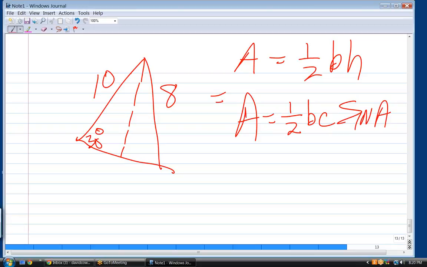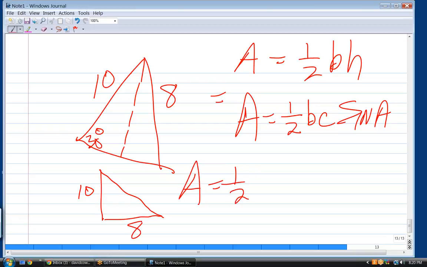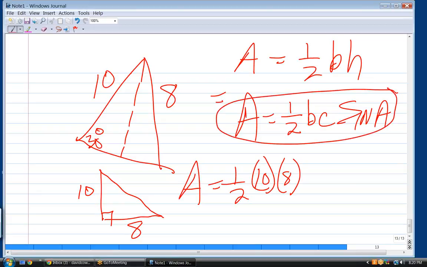Okay. Now, how do I memorize that? Well, pretend it's a right triangle. And I know this side, and I know this side. Well, I know that my area is going to be 1/2 10 times 8 times the sine of this angle, but the sine of 90 degrees is 1. So that tells me that that's the right formula, because this formula works for a right triangle also.